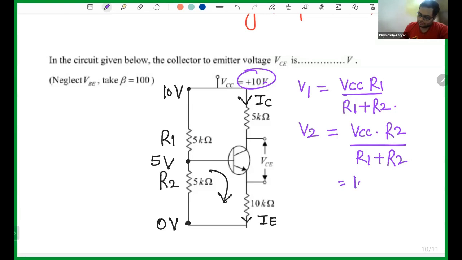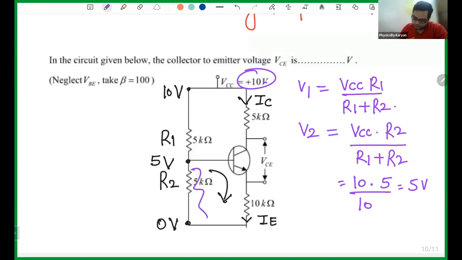Let's find it. VCC is 10. What is R2? R2 is 5. R1 plus R2 is 10. So your voltage is 5. So the voltage across this point is 5 volt. This point is 0 because this is grounding. So this is 0, and this point will be 5.